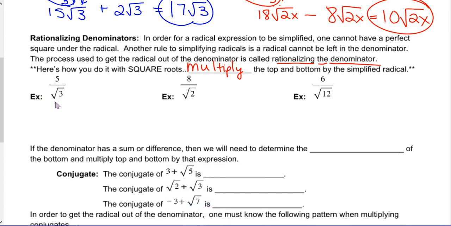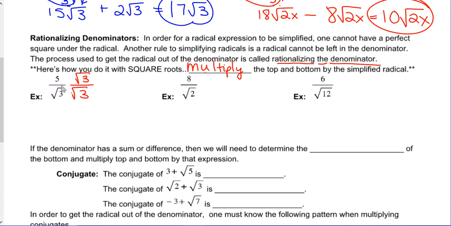This radical here is simplified. There's nothing I can pull out as a factor of 3 because I only have 1 and 3. 1, 4, 9, 16, 25, all those perfect squares are not a factor of 3. So I'm going to multiply the top and bottom by the radical that's in the bottom that's simplified. Now, why can I do that? Hopefully you would agree that the square root of 3 over the square root of 3 is 1. So when I multiply 1 by anything, it doesn't change the value. It's just going to change the way it looks.